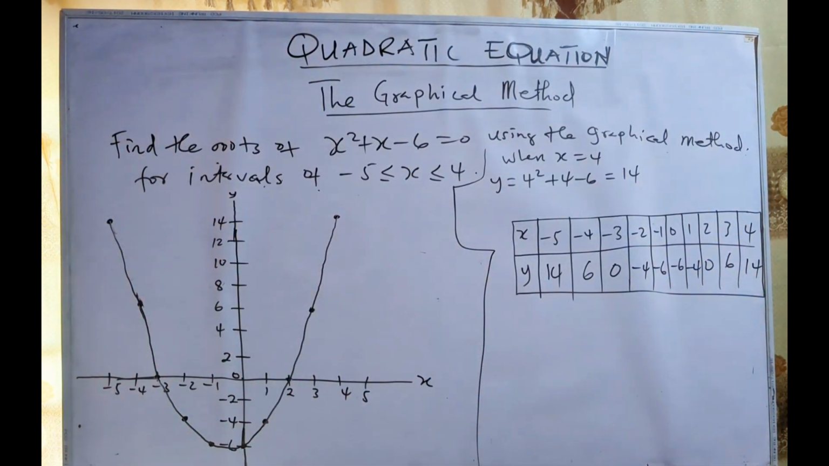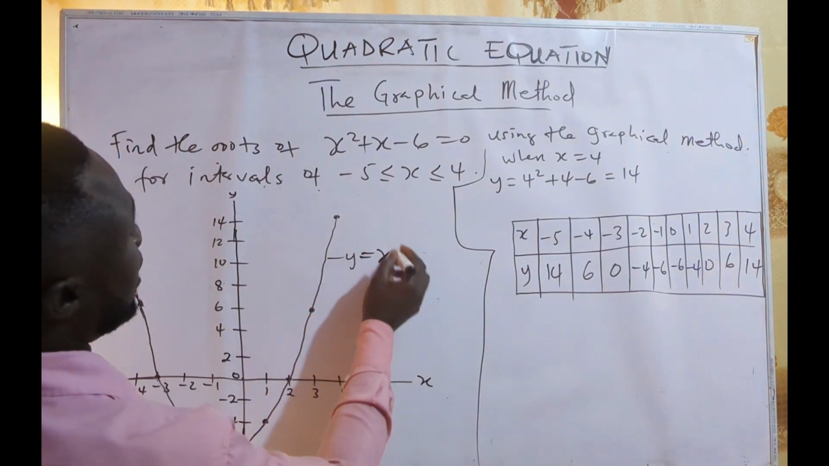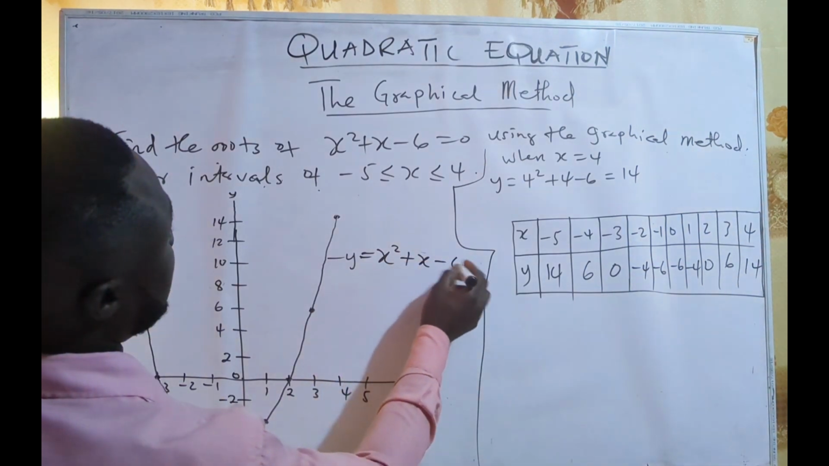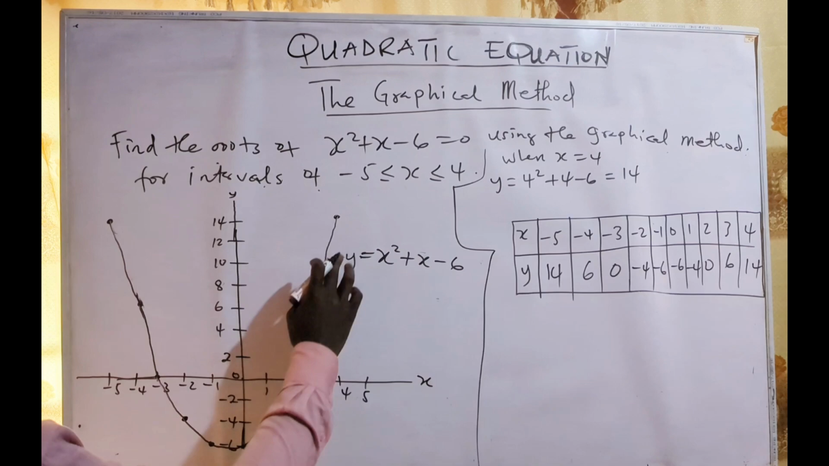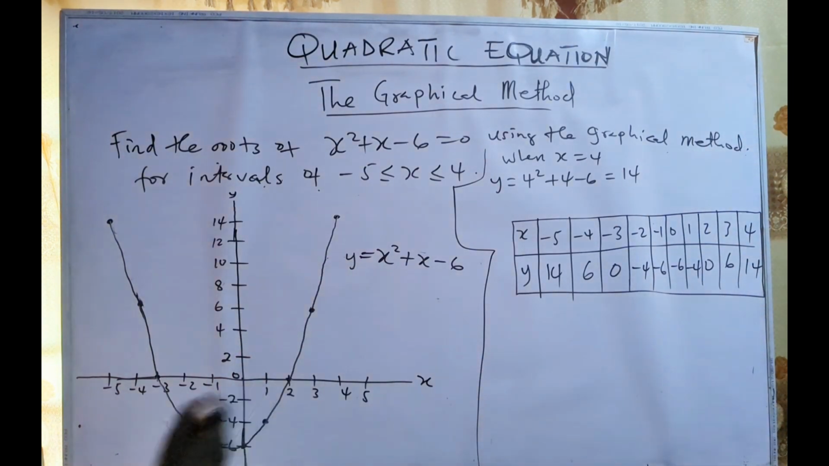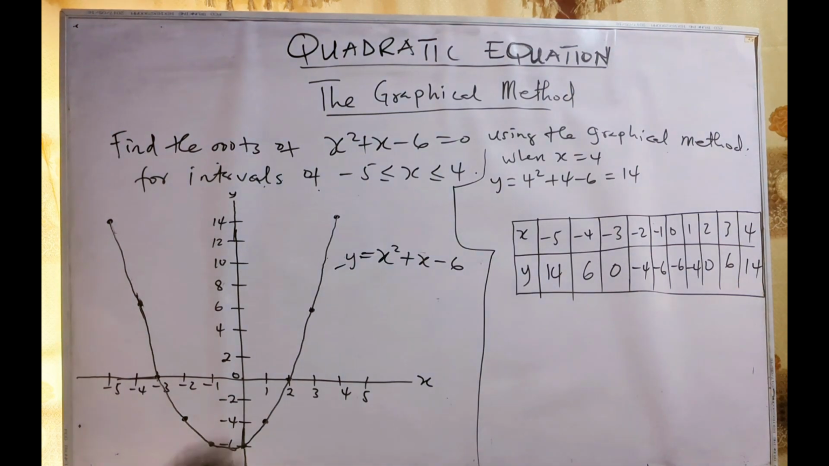So this is what we have. We have joined the points, and this is our curve so nicely. y is equal to x squared plus x minus 6. And this is a quadratic function for the curve. y is equal to x squared plus x minus 6. Okay, so this is our curve and this is what we have.